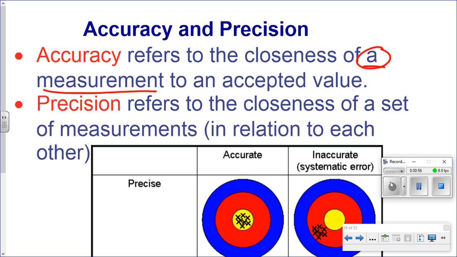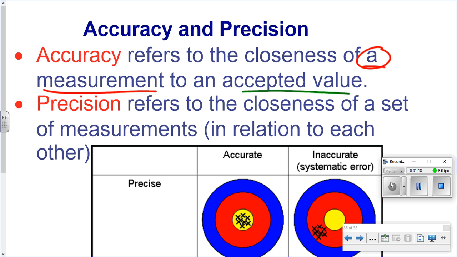So when we talk about accuracy, we're talking about a single thing and how close it is to an accepted value. And by the way, an accepted value in science is something that we would have to look up somewhere. For example, densities are accepted values, boiling points are accepted values, and so on, okay?